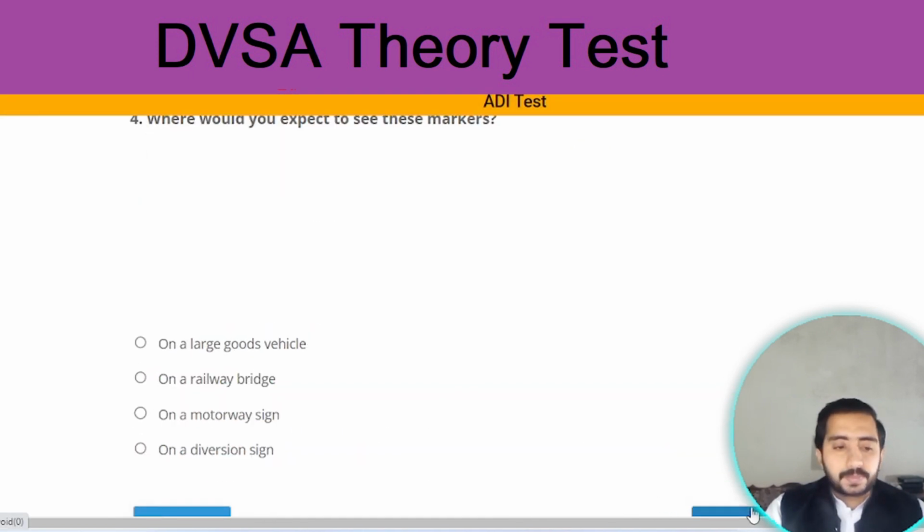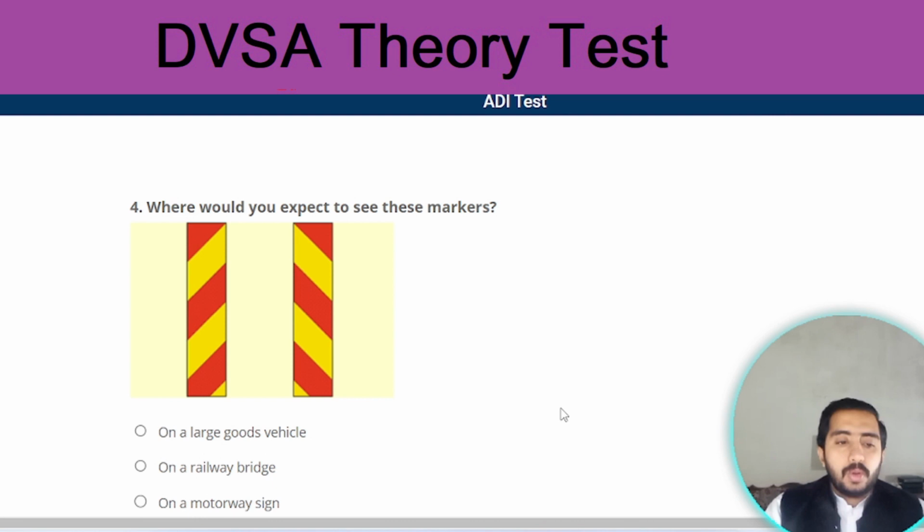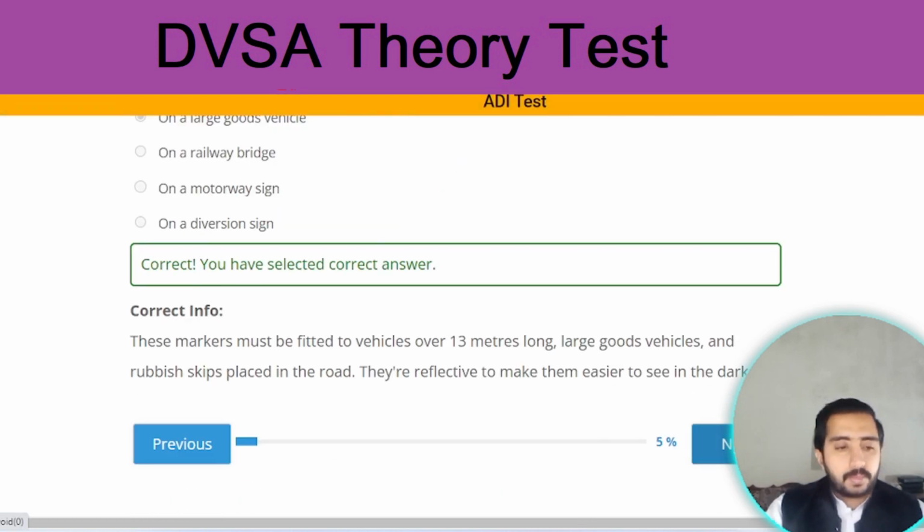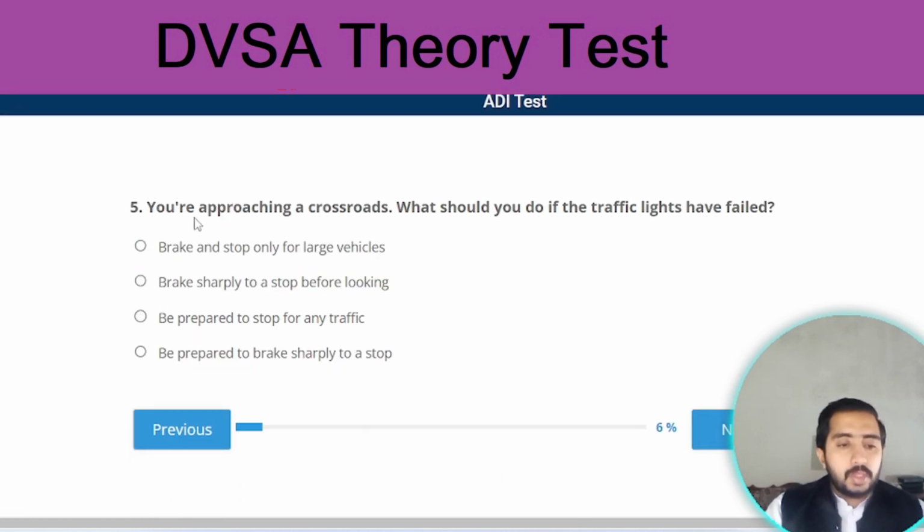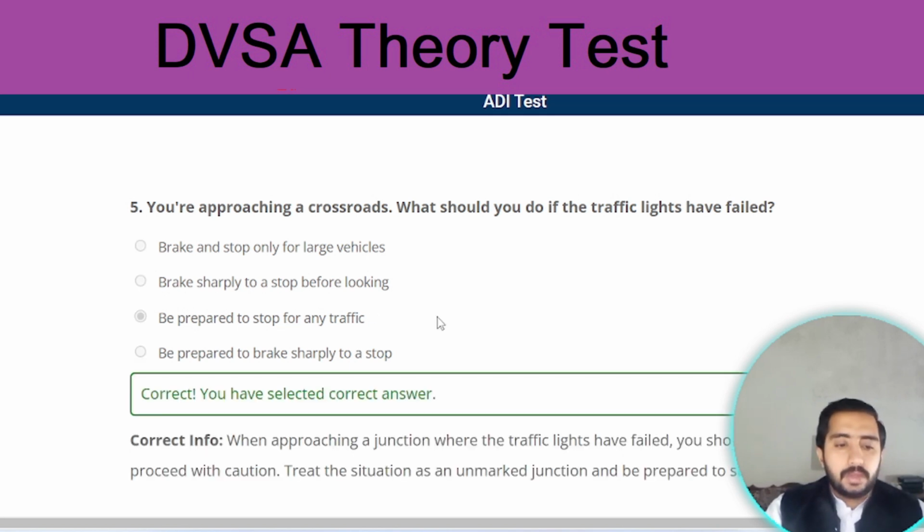Next question. Question number 4, what would you expect to see these markers on? It means that on a large goods vehicle. Option A is the correct one. Next question. Question number 5, you are approaching a crossroad. What should you do if the traffic lights have failed? If the traffic lights have failed, then be prepared to stop for any traffic. Option C is the correct one. Next one.